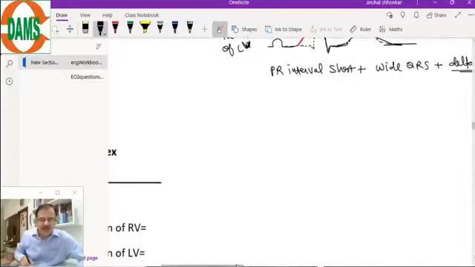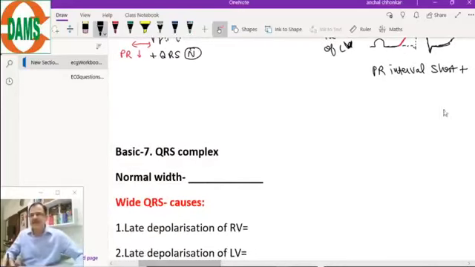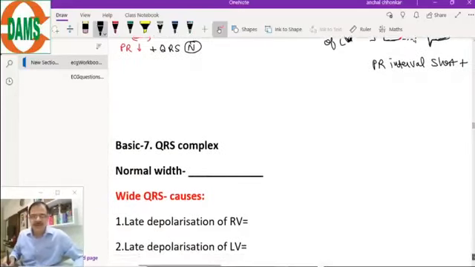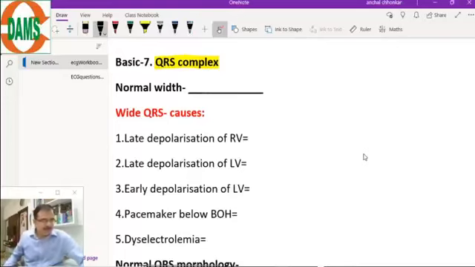Now come to the next basic, which is the QRS complex. In LGL syndrome, the distance between the T wave and the next P wave will increase. Very good. It will increase because QRS and T are shifting towards the first P wave. The T wave in WPW syndrome will be okay. Usually it remains okay.